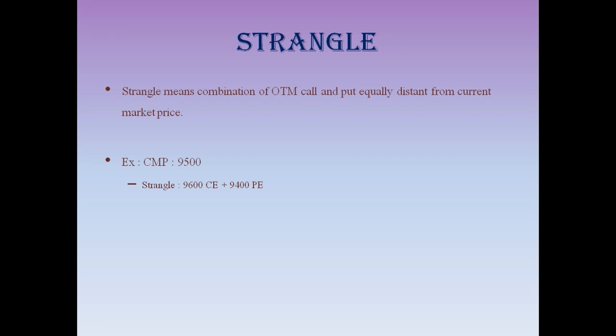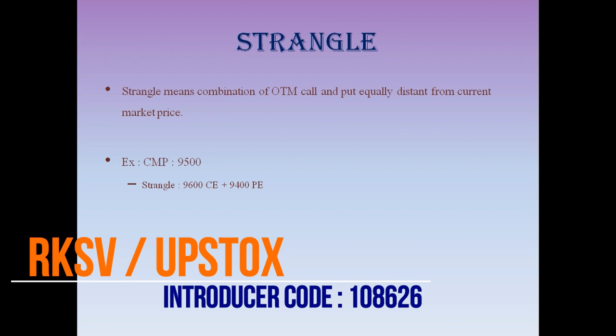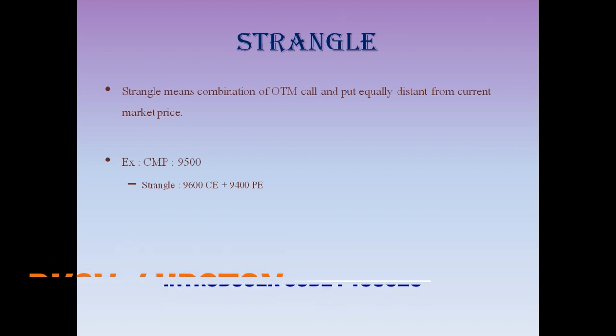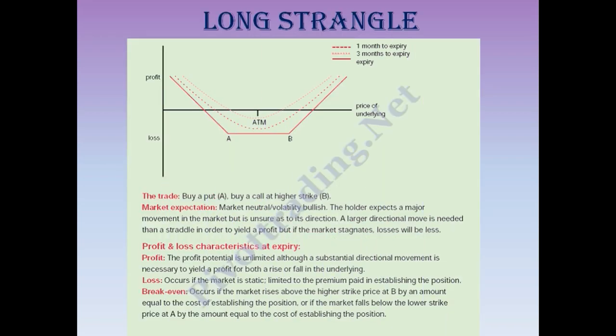For example, if the Nifty is currently fluctuating around 9500, the strangle will be a combination of an out of the money call, that is the 9600 call, and an out of the money put, that is the 9400 put, and both call and put will be almost equally distant from the current index price or the current instrument price. That is basically called a strangle. Now within strangle there are two ways.